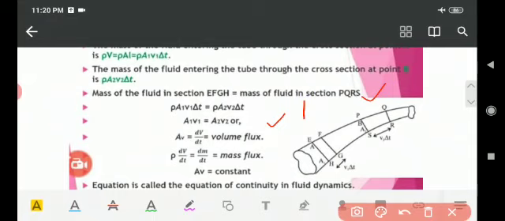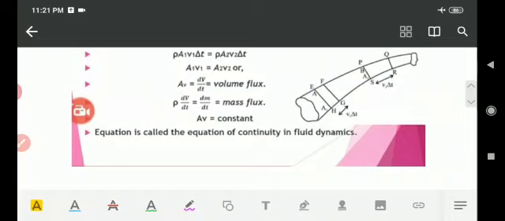And this equation is called the equation of continuity in fluids.